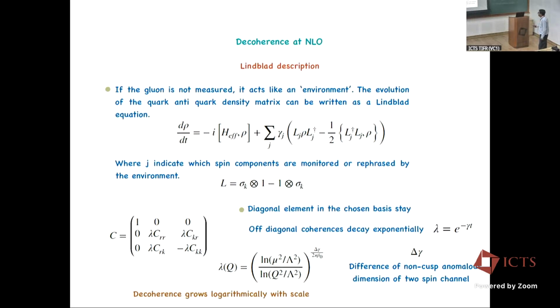A very preliminary work indicates that the delta gamma, the non-cusp anomalous dimension, is actually contributing, not the cusp anomalous dimension. The cusp anomalous dimension is responsible for the Sudakov double log. They cancel from the normalization of the density matrix. What is left is the non-cusp anomalous dimension. So what I am saying is work in progress.